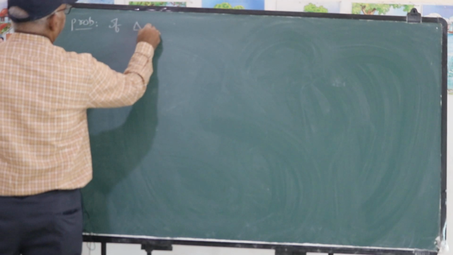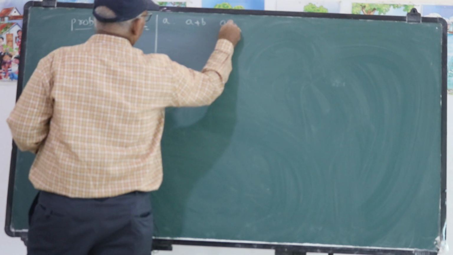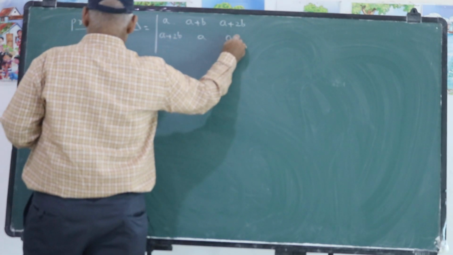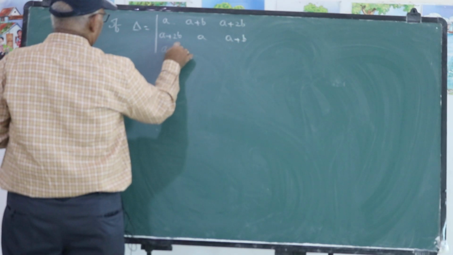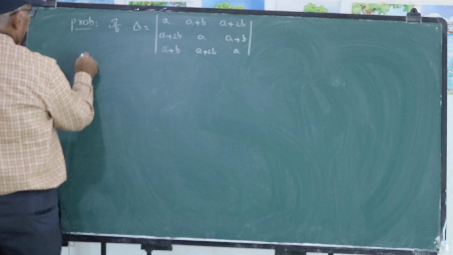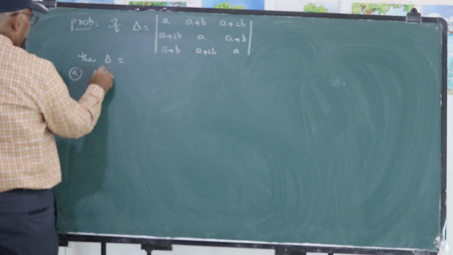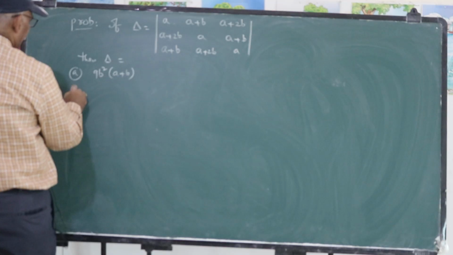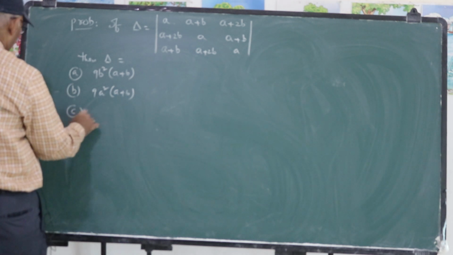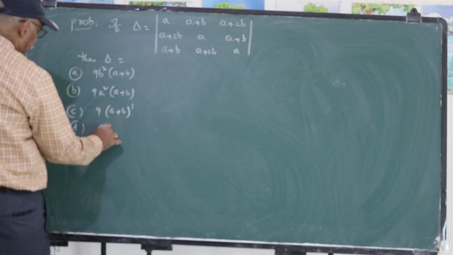If delta equals the determinant with rows a plus b, a plus 2b, a plus 2b; a plus b, a plus b, a plus 2b; a, then delta equals, the options are: 9b square into a plus b, 9a square into a plus b, 9 into a plus b whole cube, 9ab into a plus b.